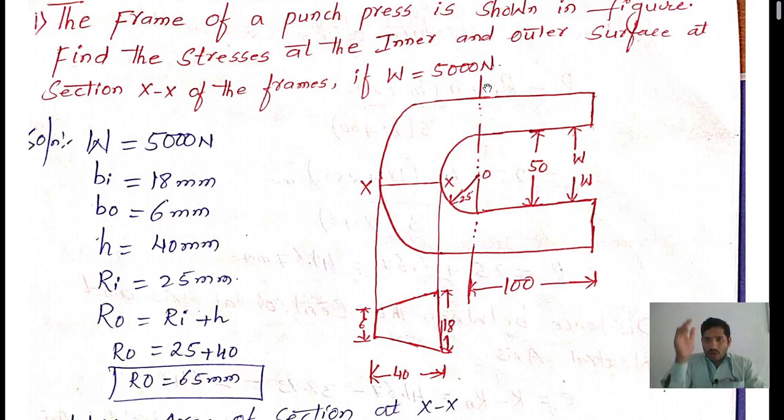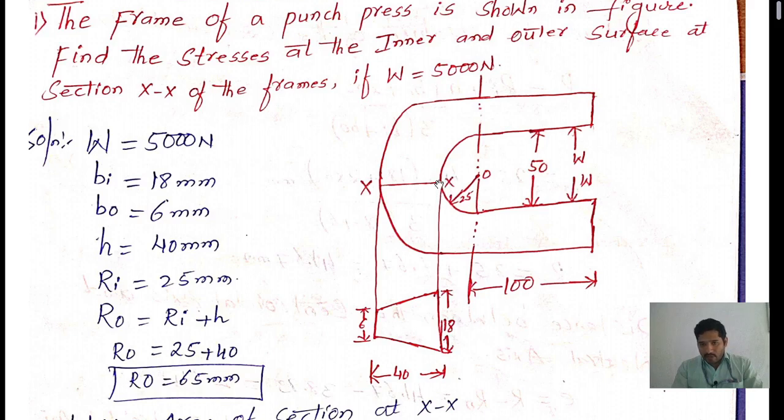Then if you want to measure the inner radius, first of all you need to cut this section x and x, or we can say x or x bar. From this origin point we are measuring the inner radius. The inner radius is given as 25 mm. Our intention is to know the outer radius of the punch press machine. So from 0 to the inner radius, how much is there?